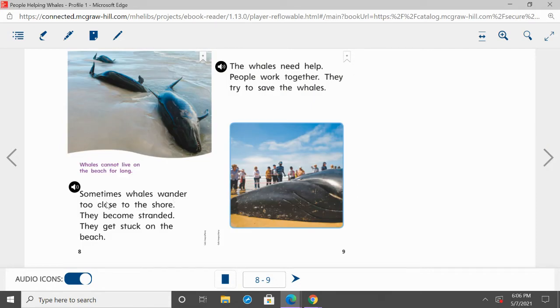Sometimes whales wander too close to the shore. They become stranded. They get stuck on the beach. Whales cannot live on the beach for long. You can see a picture of some whales stranded. The whales need help. People work together. They try to save the whales.